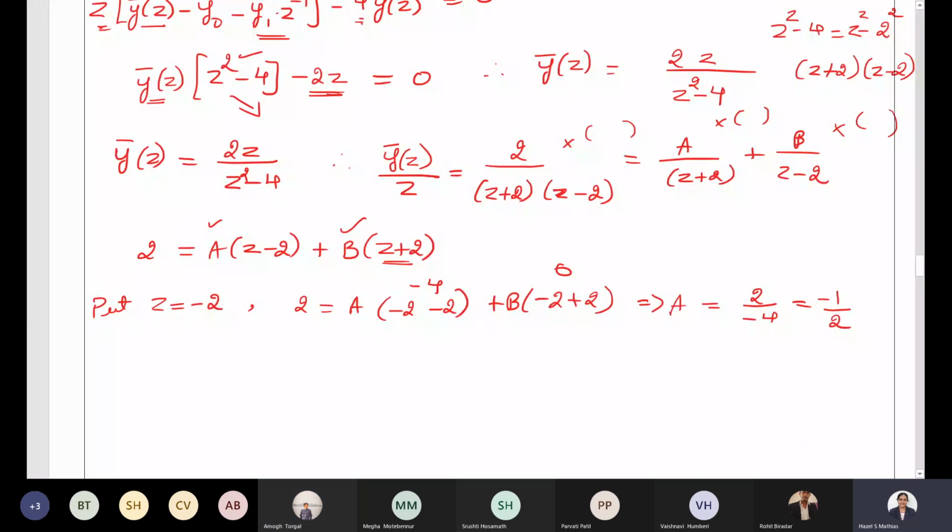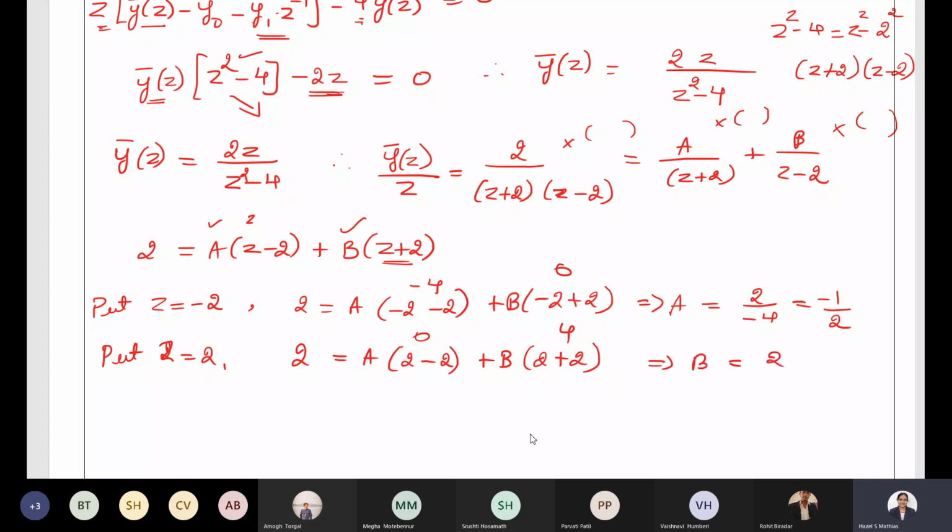Yes, ma'am. Okay. Next, we shall put z equal to 2. If you put z equal to 2, what happens? Here it will be 0. So 2 is equal to a into (2 minus 2) plus b into (2 plus 2). So 2 plus 2 is 4. This will be 0. So we get b equal to 2 by 4, which is nothing but half.